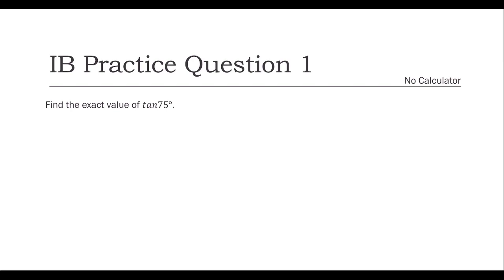So here we have our first IB practice question. It says find the exact value of tangent of 75 degrees. So we don't know our tangent of 75 degrees because it's not on our unit circle. So we want to split that into two angles that are on our unit circle. So on our unit circle, we have 0 degrees, 30 degrees, 45 degrees, 60 degrees, 90 degrees, and so on. So 75 is going to be the sum of 30 and 45. So we're going to do the tangent of 30 degrees plus 45 degrees.